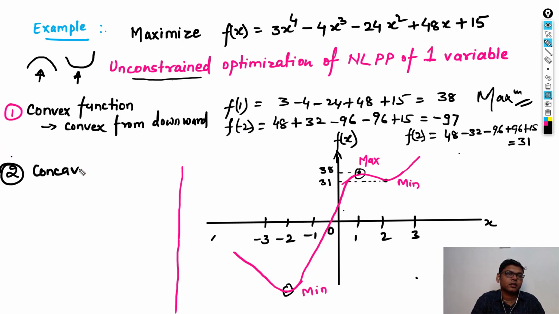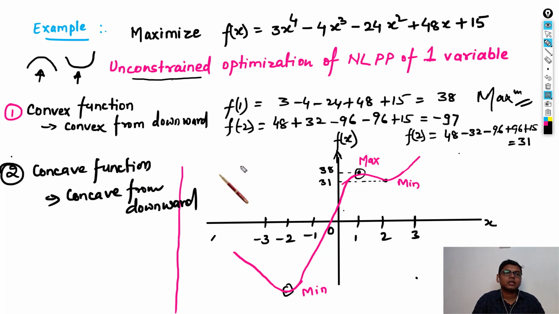Second is the concave function. A concave function means it is concave from below, concave from downward, just like that. You have to look from below. So here, is the function concave or convex? From below, it looks like concave, so it is a concave function. From this range to this range the function is concave, and from here onward, from below, it is a convex function, and at this point also it is convex. So in this range it is convex, in this range it is concave, and in this range it is convex. Clear?